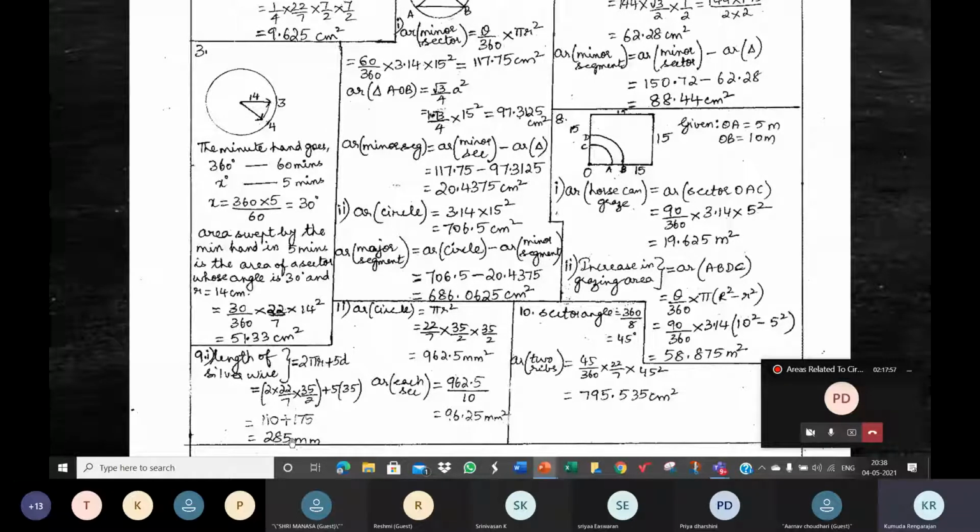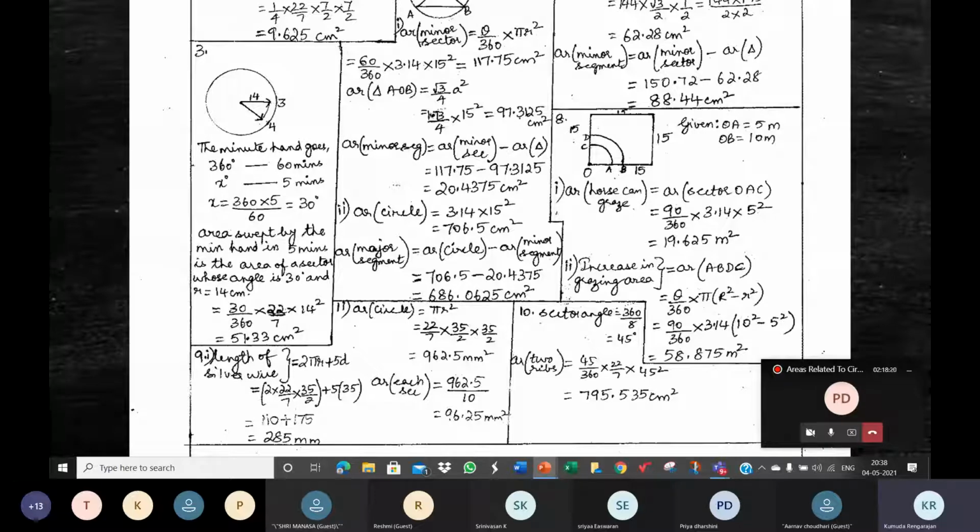Then we need to find the area of each sector. It's given in the question that the 5 diameters make 10 sectors. The total angle at the center is 360 degrees. So 360 by 10, 36 degrees will be the angle in each sector. That's one way of doing.